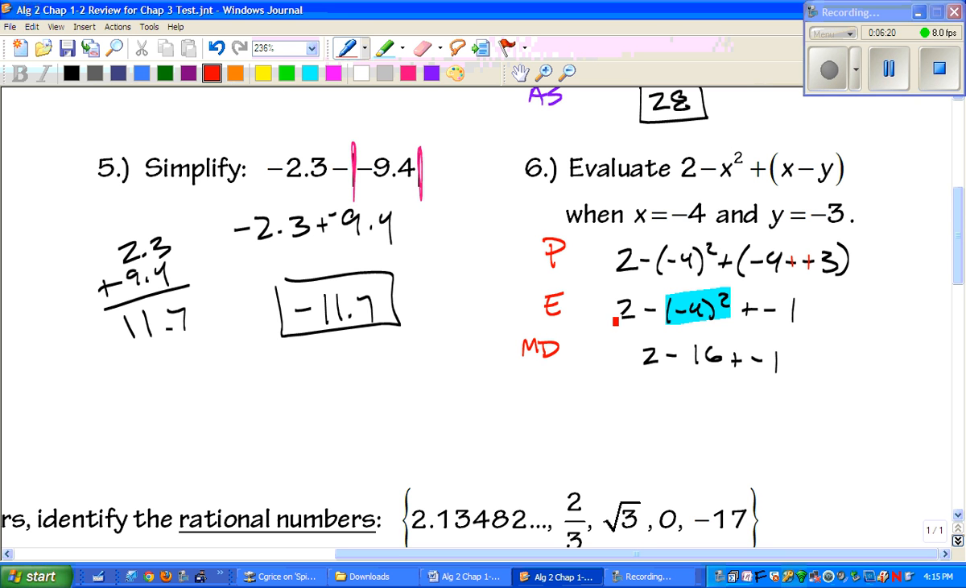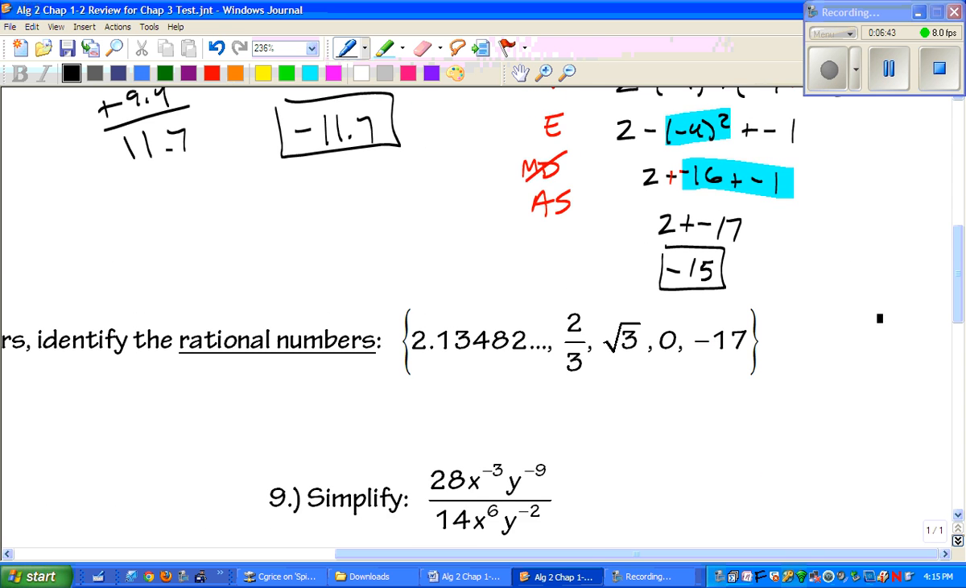Now, multiplication or division, we don't have anything there, so we don't have to worry about that. But then addition and subtraction. I'm going to combine the like terms right here because both of those are negatives. And we get 2 plus negative 17, our final answer, negative 15. Okay? All right.